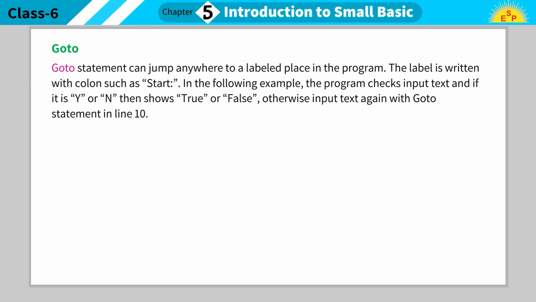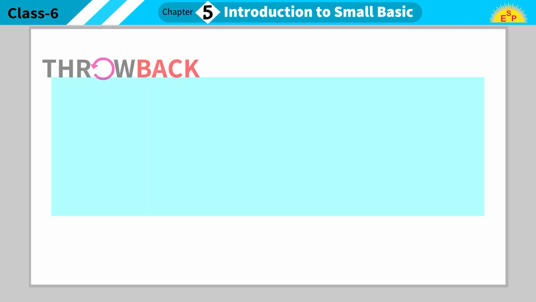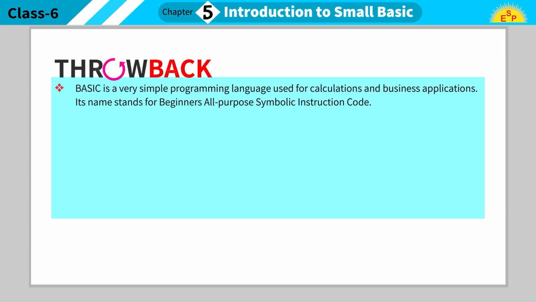Goto. Goto statement can jump anywhere to a labeled place in the program. The label is written with colons such as start. In the following example, the program checks input text and if it is Y or N, then shows true or false, otherwise it asks for input text again with the goto statement in line 10. Input. Output.